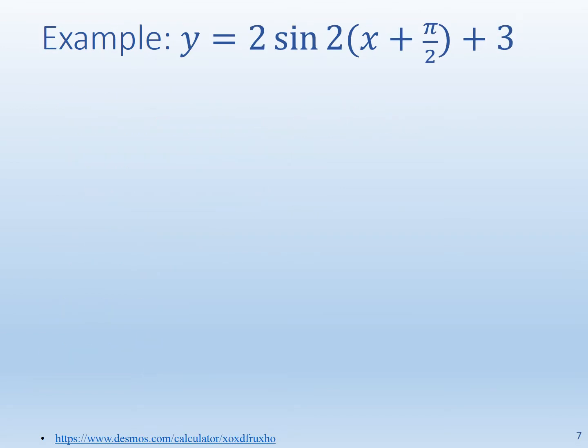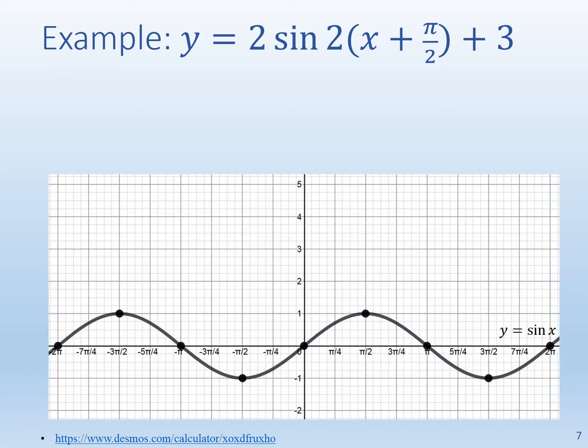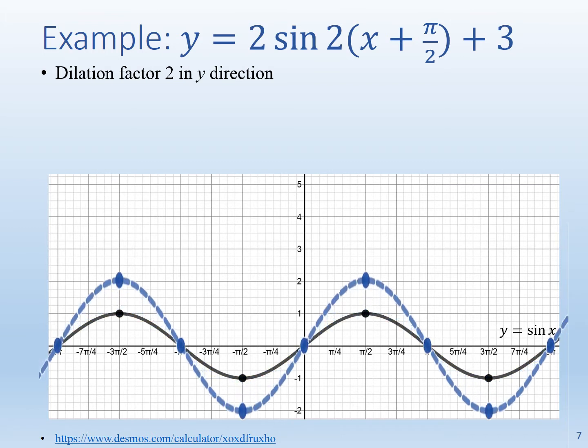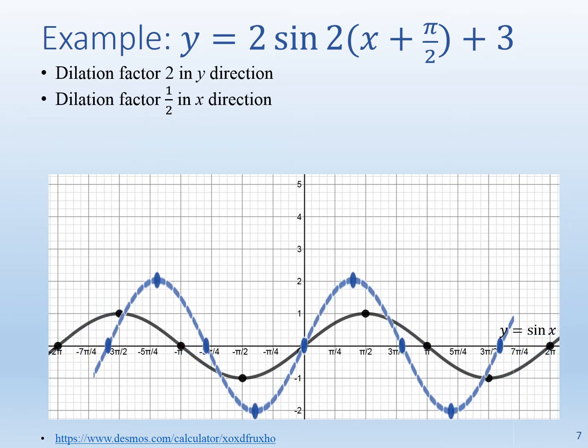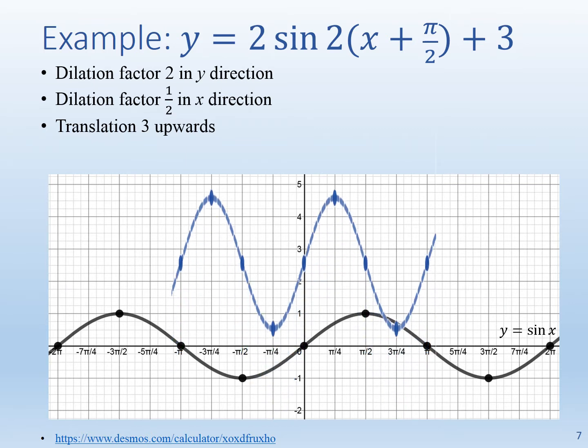We'll use the idea of transformations to graph this function. Starting off with our base function of y equals sine x, we'll have a dilation of a factor of 2 caused by this 2 in front of the sine x, which means that we have to stretch the graph by a factor of 2 in the y direction. We have a dilation of a factor of a half because of that 2 in front of the x. That means all the x values now have to be halved. We have a translation of 3 upwards because of the plus 3, so the whole graph moves up 3.